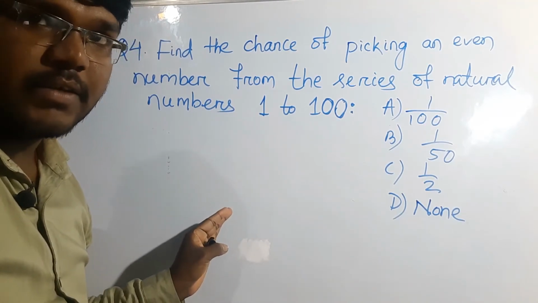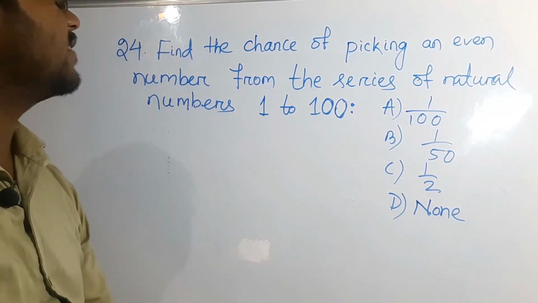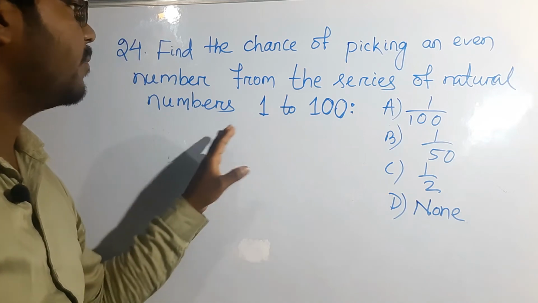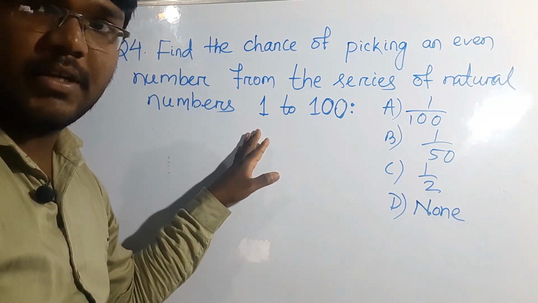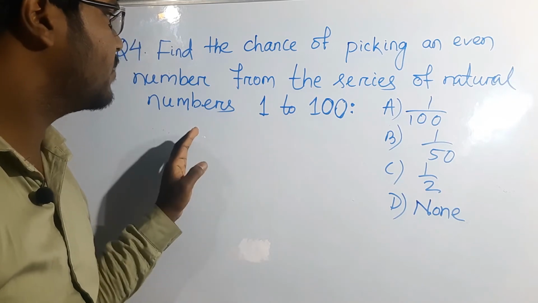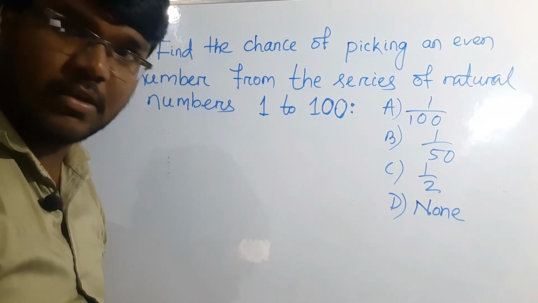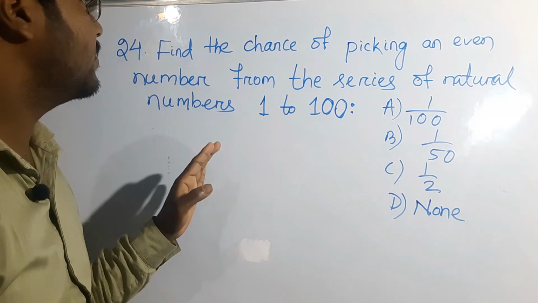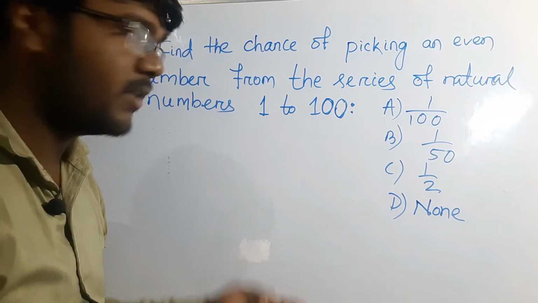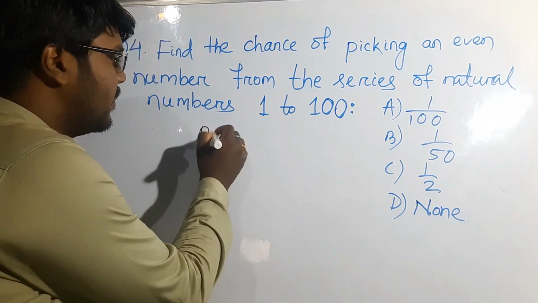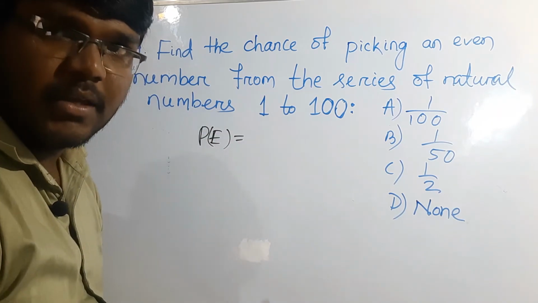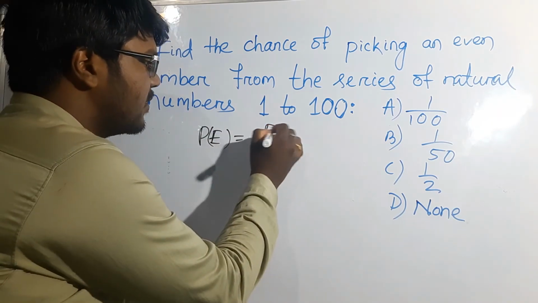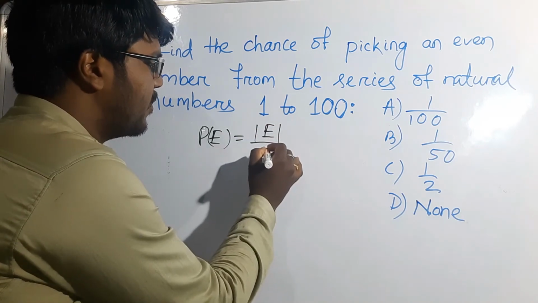So friends, our next question is: find the chance of picking an even number from the series of natural numbers 1 to 100. So how many natural numbers are there from 1 to 100? That is 100. Here the chance of occurring means probability. So it is the probability of an event: the number of events divided by the total sample space. This is the probability formula.